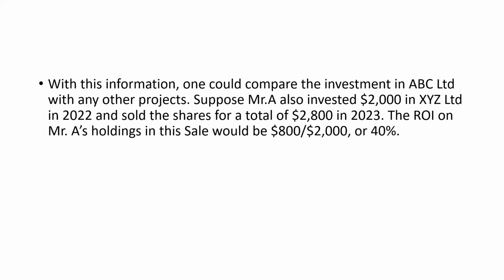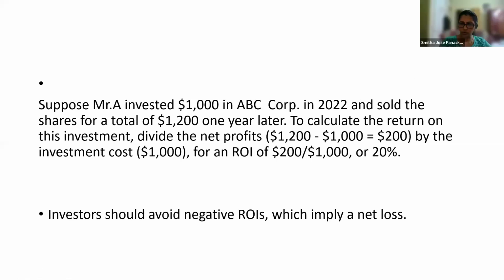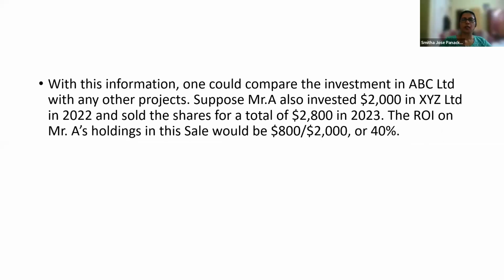Ma'am, but why 20%? 200 is the difference, right? 1,200 minus 1,000. 200 divided by 1,000, the purchasing price. Got it? Into 100, then you will get 20%, right? Why do we multiply it with 100? Because the usual expression of ROI is in terms of percentage or ratio. That's why. Clear, right? Yes, ma'am. Yeah, let us go to another example.